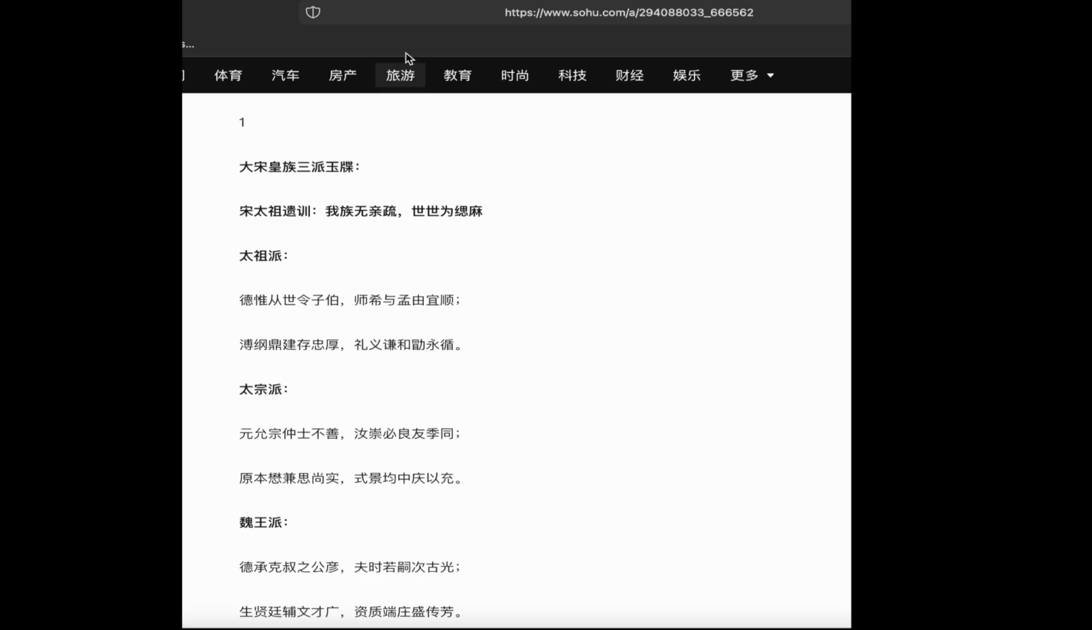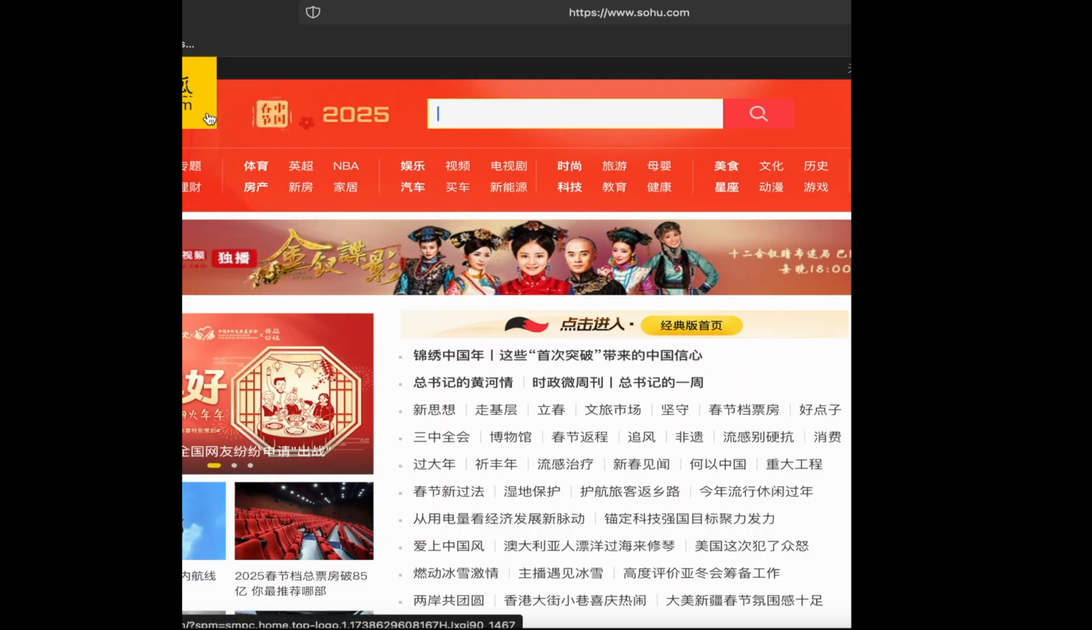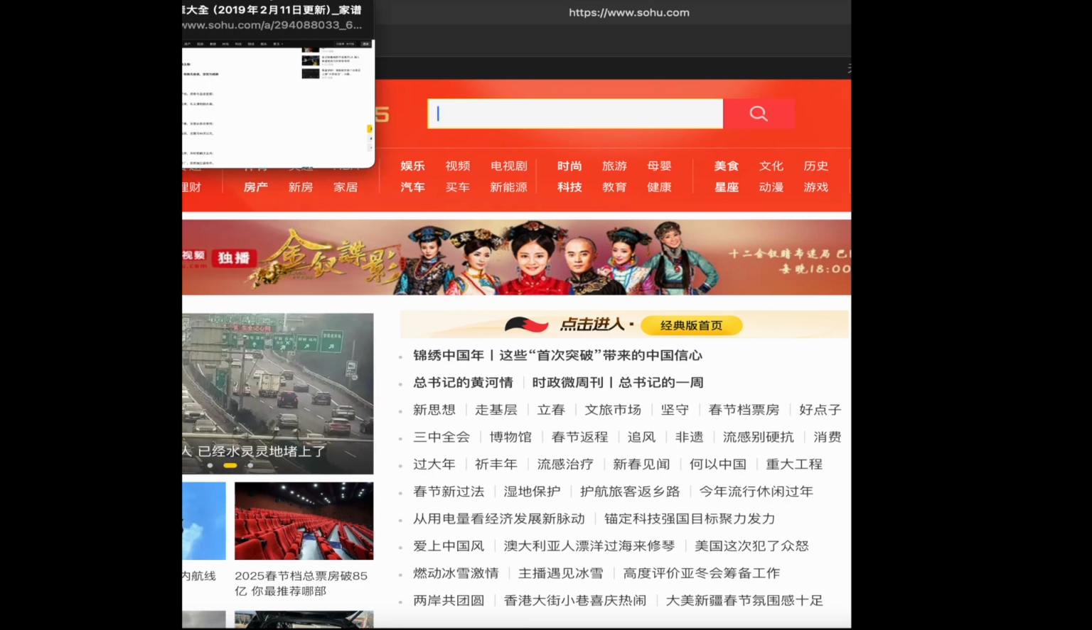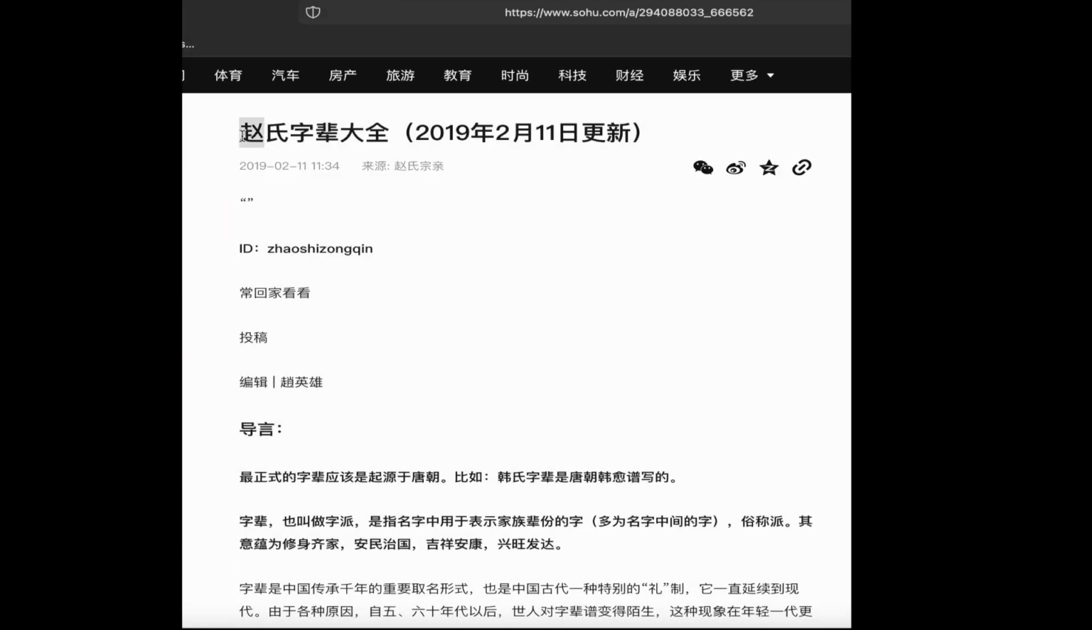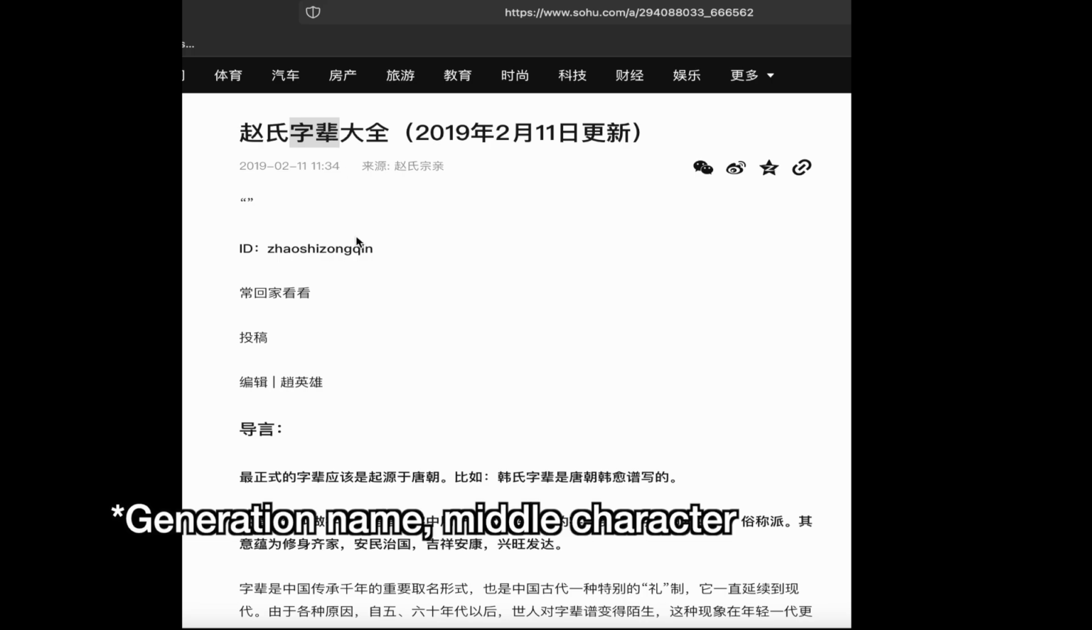To find that, you can just go to this website called sohu.com, or you can use any number of various websites that will indicate your generation. To do so, you must find out your last name. Here is the Jill family. Here is the clan name. And here is the middle character. Actually, these two characters indicate the second character of your name, which is this middle character.